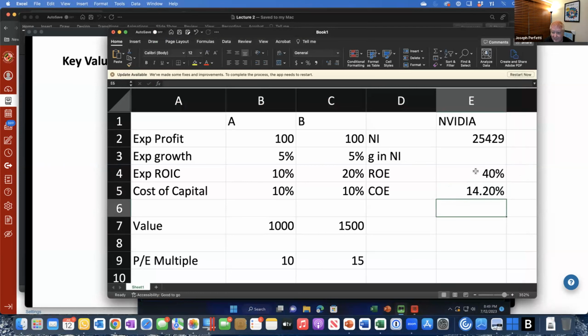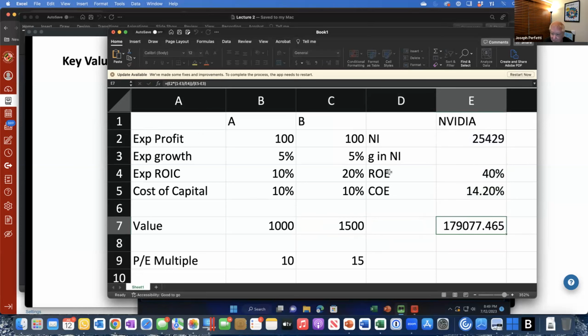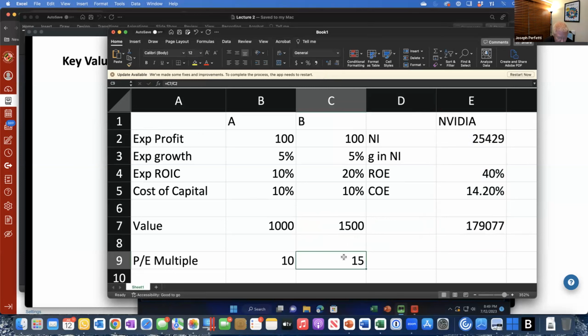So here's the point. With no growth, the value of NVIDIA would be $179 billion. And by the way, their PE would be 7. Well, clearly, they're going to have some growth. Their PE is not going to be 7.